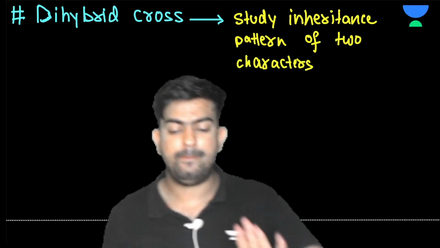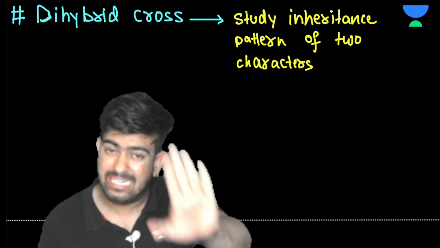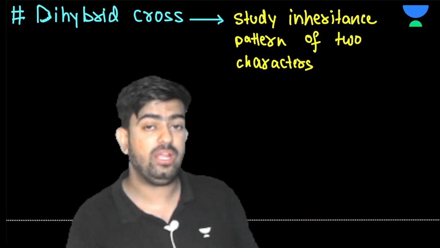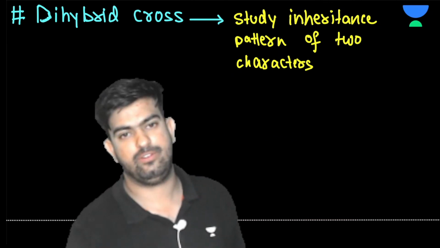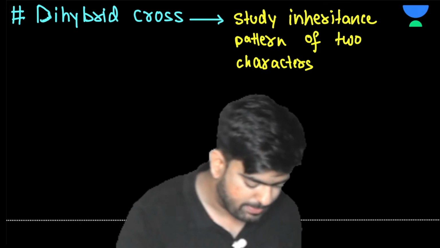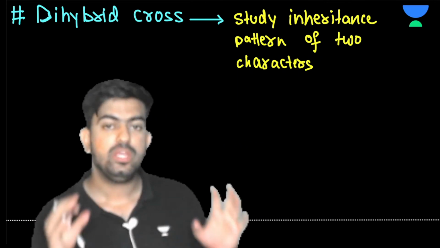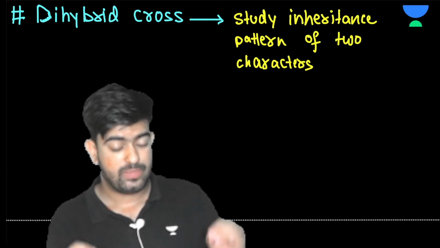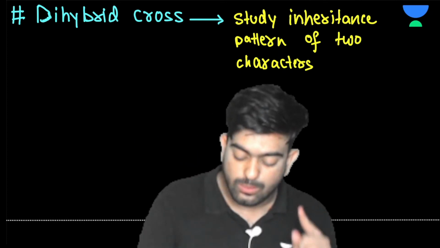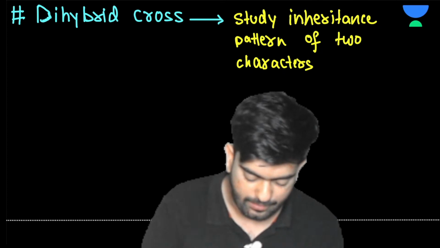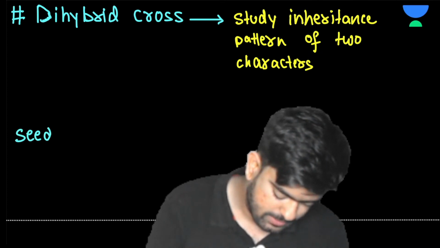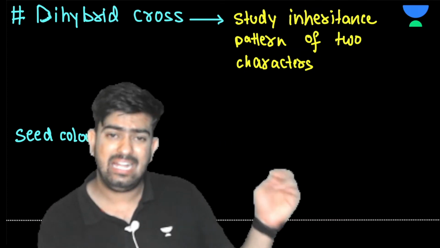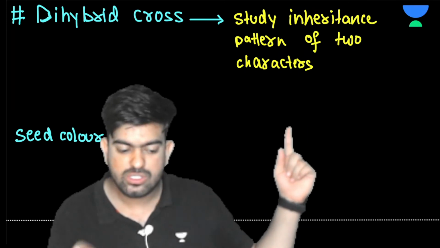Now, since this is a Mendelian cross, the experiment we will be doing is on Pisum sativum. On Pisum sativum, we are going to do this particular kind of experiment. Now, how are we going to do it? Mendel took two plants and observed that there were varieties, with two varieties of seed color.